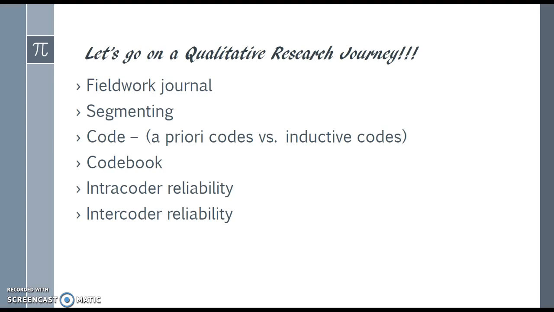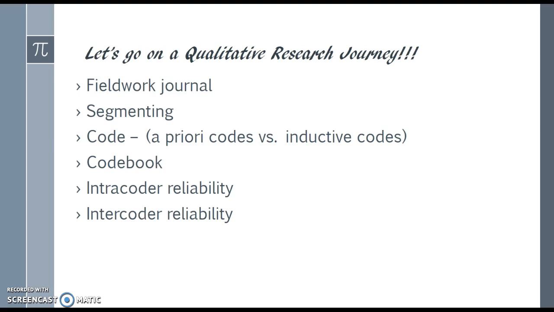However, if this is relatively new research, it hasn't been done before, this is groundbreaking, then I need to make my own codes. And so that would be considered inductive codes. And these inductive codes are based on the data that I have personally collected, essentially making this my own research and my own coding system. Once I have established the codes, then I put them into a code book. So everything, the categories, if you will, are going to be collected and placed into this code book.